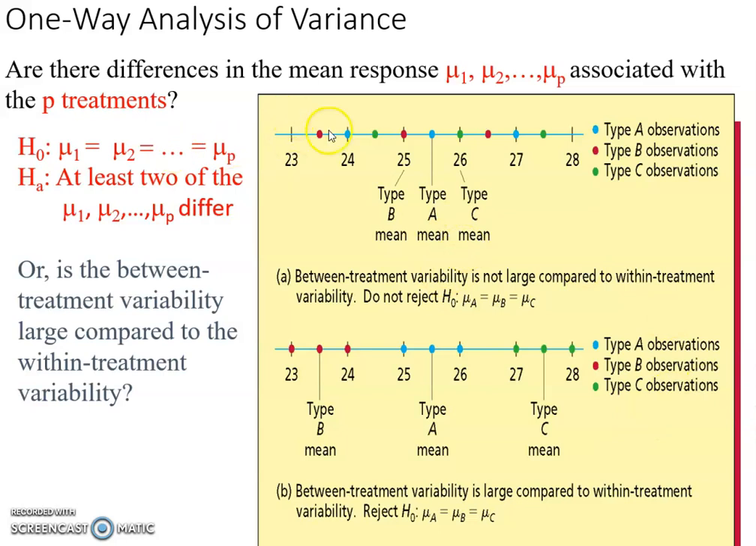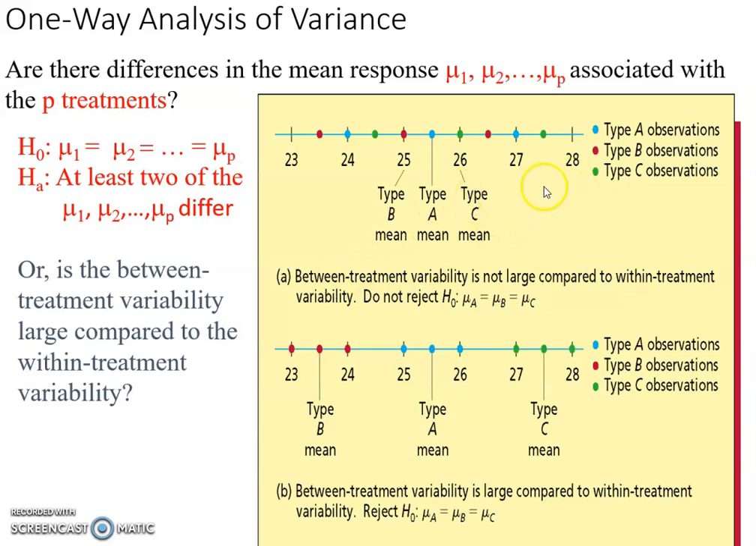The concept here is we are going to assume that the mean miles per gallon in all gas types are the same. Hence the null hypothesis, all means are equal. The alternative is at least 2 of them are different, and if 2 are different, that means they're not all the same. Basically, we are comparing the between treatment variability to the within treatment variability, and see if this is larger than this one. Then there is variation.